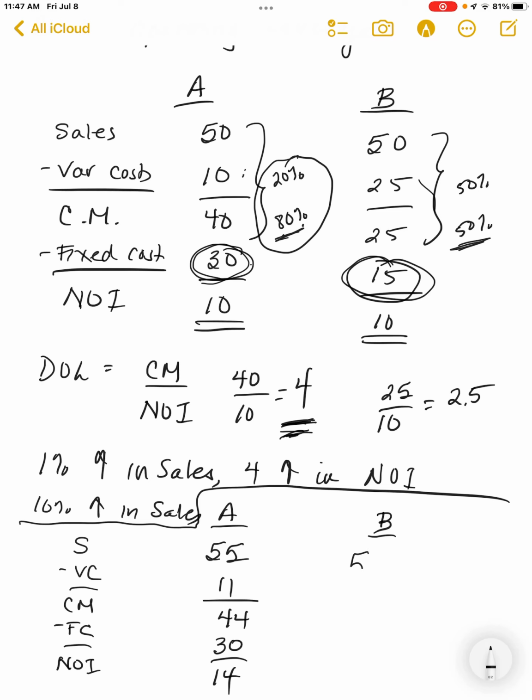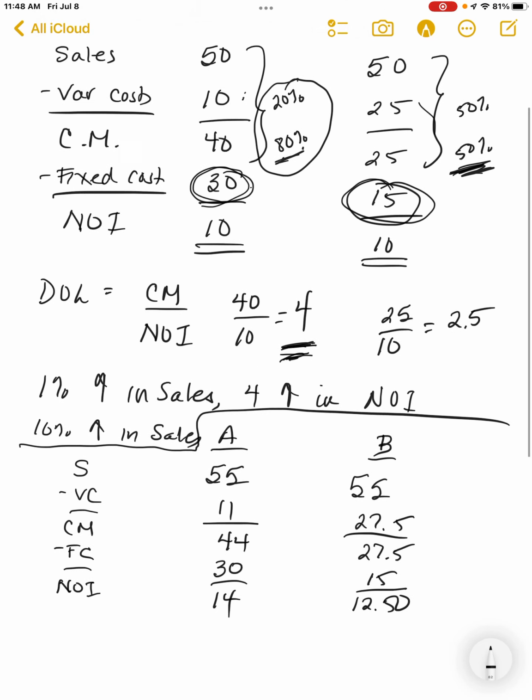For firm B, this also becomes 55. And my contribution margin is still 50%. These ratios don't change. So 55 divided by 2 gives me 27.50. My fixed costs are still 15, so that gives me 12.50.